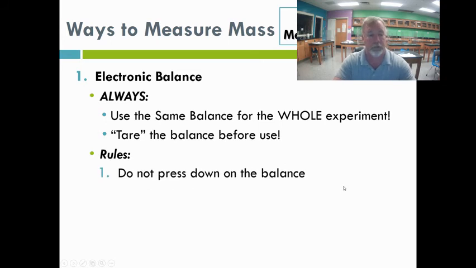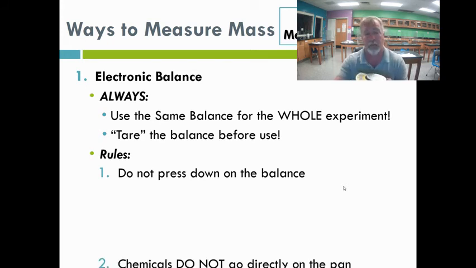All right, so rules. When we're using one of these, please do not push down on the top of this. These are very sensitive. You can damage it by doing that. And again, they're very expensive. If one gets damaged, we don't have enough budget to get another one. We'll be down a balance for the rest of the year. So please treat these things carefully. Do not press down on them.